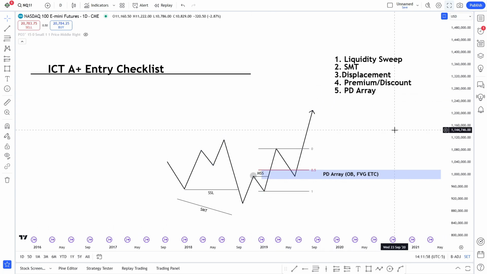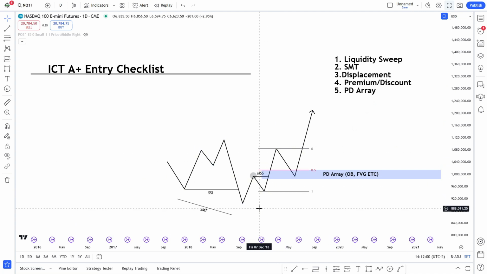Now fourth, we will look to enter off of a premium / discount depending on whether we are bearish or bullish. In this instance here, this would be a bullish scenario. So we can clearly see we've had a displacement to the upside. We mark out our low to high displacement range. 50% is here, and then we will look to be entering anywhere at 50% or below.